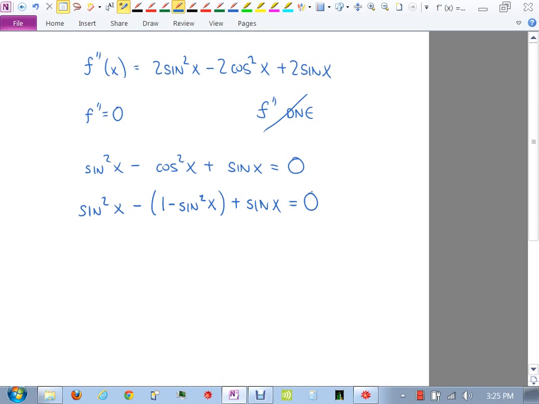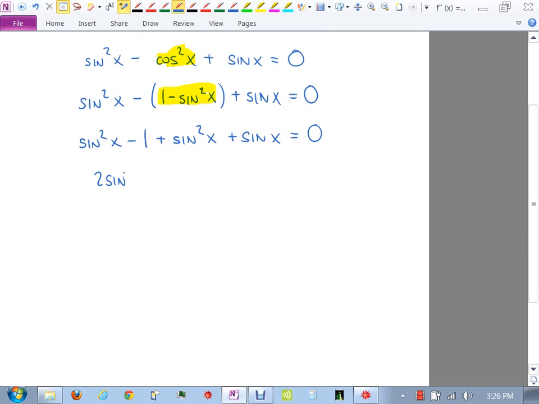What did I do? Replaced cosine squared x with the Pythagorean identity. I took the identity sine squared x plus cosine squared x equals 1, and I solved for cosine squared x, which means you move the sine squared to the other side of the equation. And what does that allow me to get here? And why would I do that? What am I going to gain by doing this?